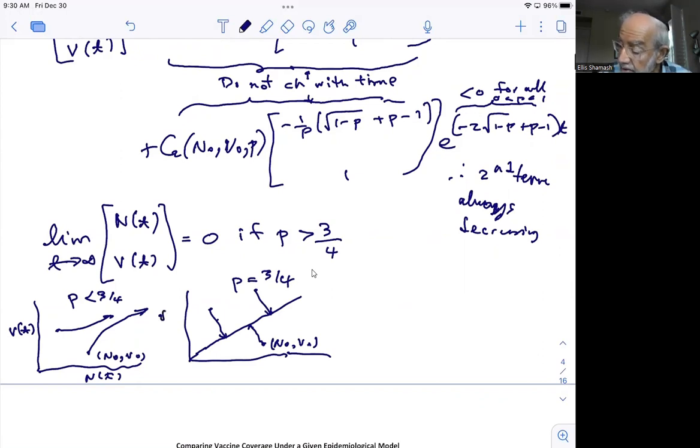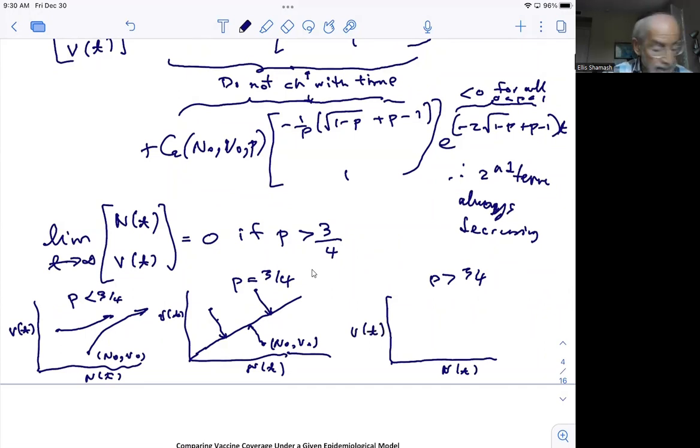And further, we now take the third case, where p is greater than 3/4. We will see a different story, and a nice story: regardless of where we start, N0, V0, it is going to do something, but eventually get down to 0, right? Eventually get down to 0. We start up here, we go down and end up at 0.